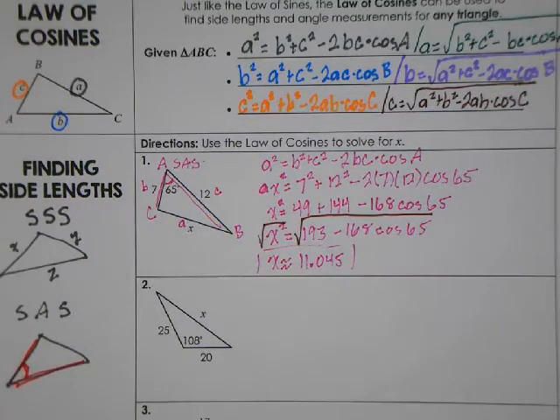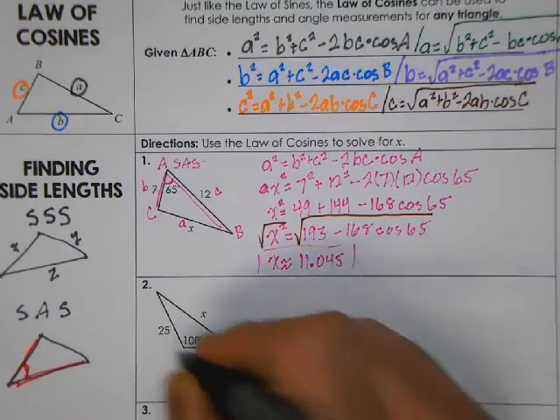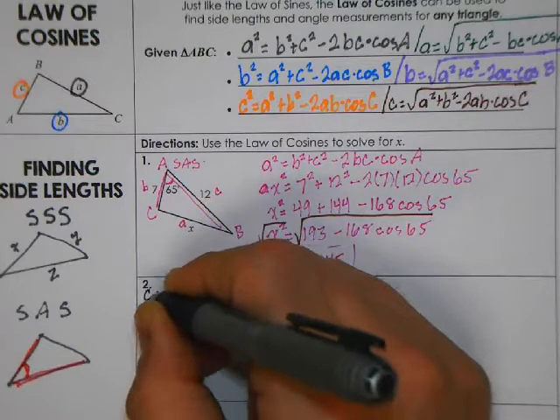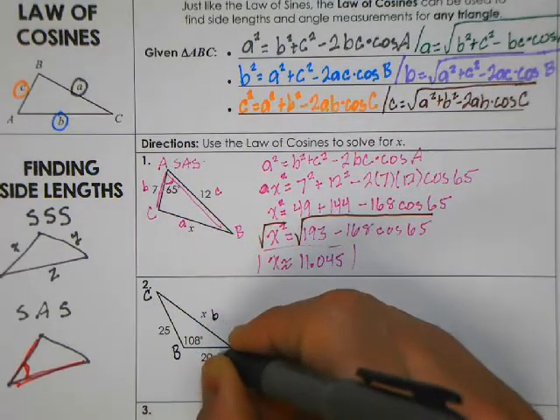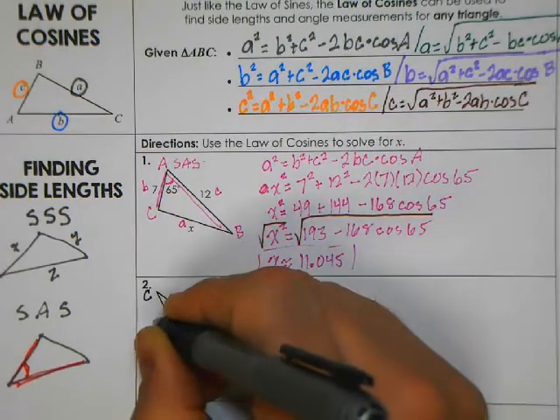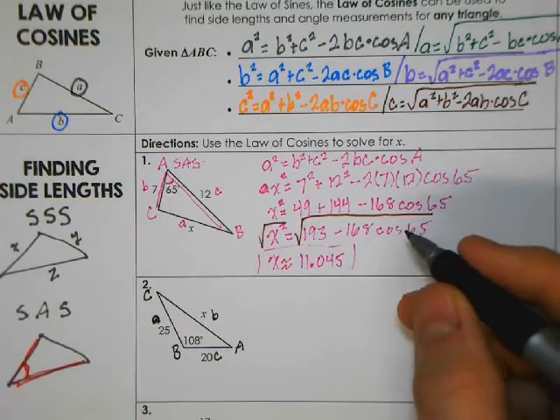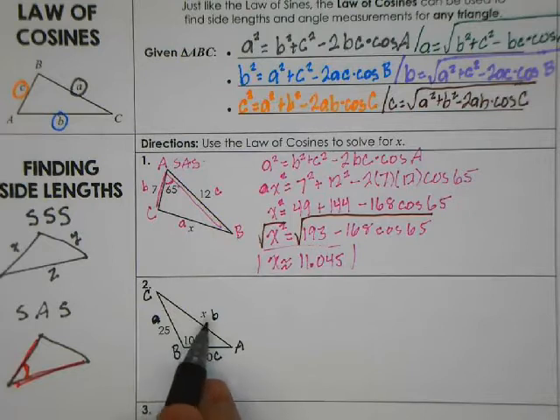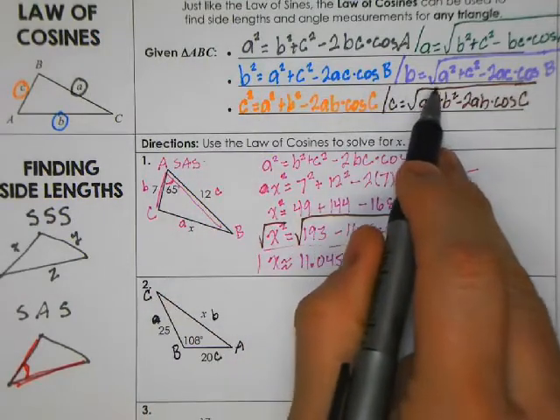Okay. So in this case, I'm going to call this side A. This angle will be B, and this angle will be C. So that means this side here is side B, this side here is side C, and this side here, the 25, is going to be side A, lowercase. Okay. So we're looking for side B, and I'm going to write it out the way I have it in purple.